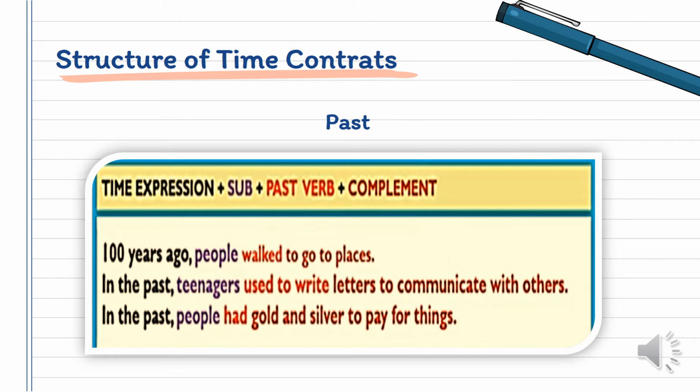If you see, the time expression is in black, the subject is in purple, the verb in past is in red, and the complement is in another color. For example, this color is a darker red. Sentence number 2 is, in the past, teenagers used to write letters to communicate with others. Sentence number 3 is, in the past, people had gold and silver to pay for things.